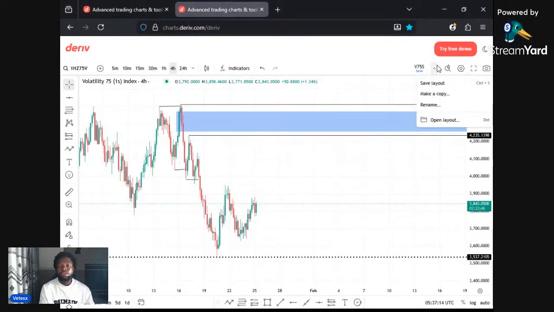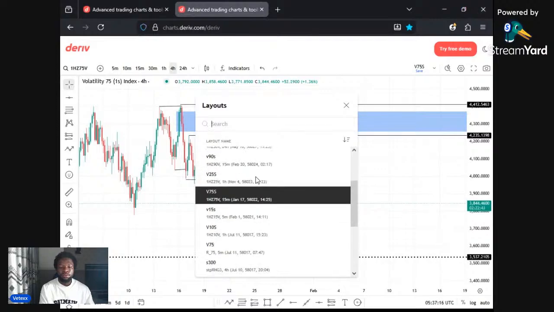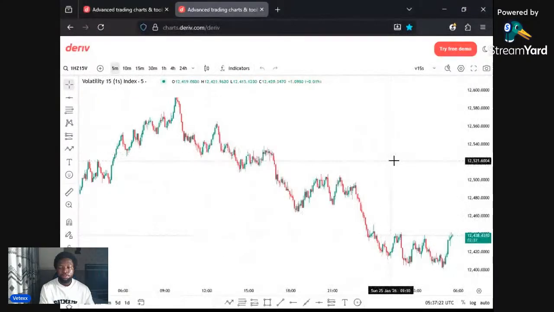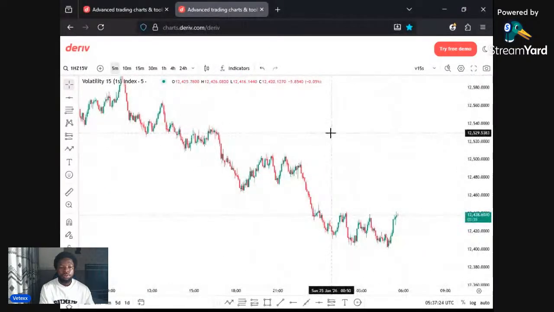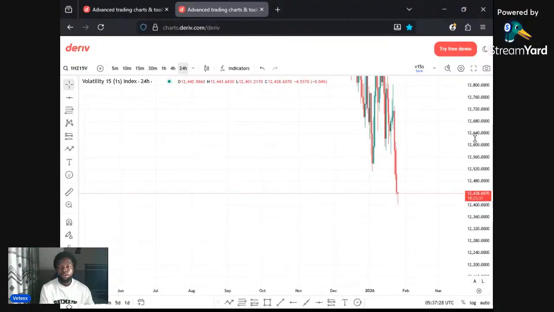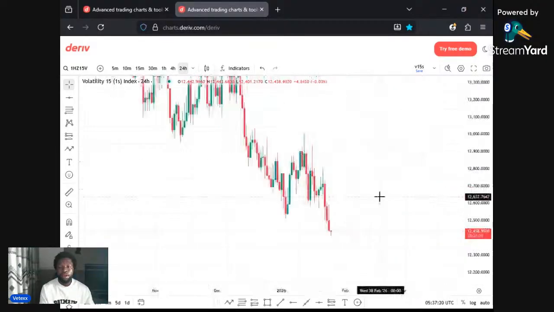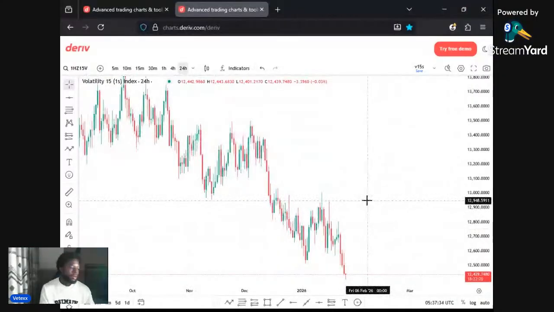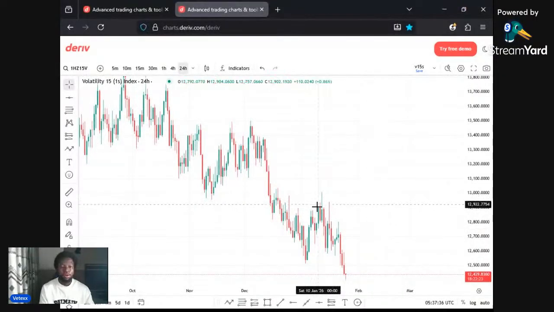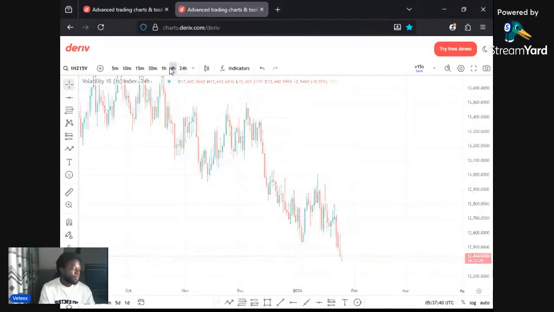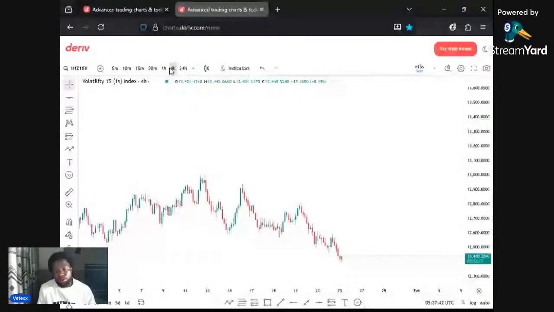So currently we don't have anything on the V75 index. The next pair we are going to be checking out is the V15 index. Let's check out what's happening on V15 index. If we find something worthy, we are going to be taking it. Starting from the 24-hour time frame, you can see that V15 index is heavily bearish. So currently we can't find anything tangible on the 24-hour time frame. Let's get down to the 4-hour time frame and check if we are going to find something there.